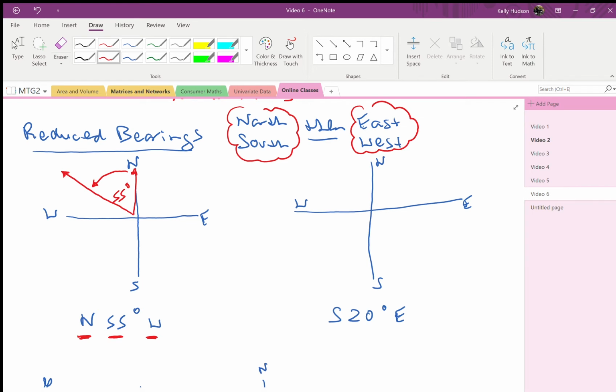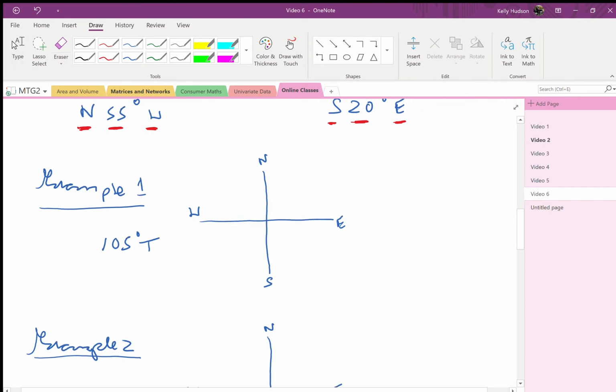For my second example, here I've got south 20 degrees east, so I head in a southerly direction, then I swing 20 degrees towards the east. So here's my southerly direction. I swing towards the east, but I only go 20 degrees. So there's my bearing: south, then 20 degrees towards the east, and I draw a line with an arrow on it to show that's my bearing of where I'm actually going to head. So let's try some examples.